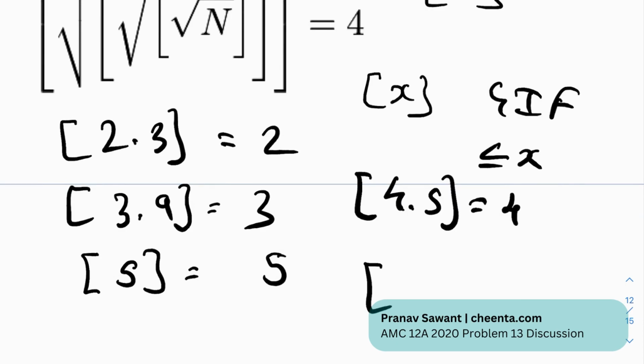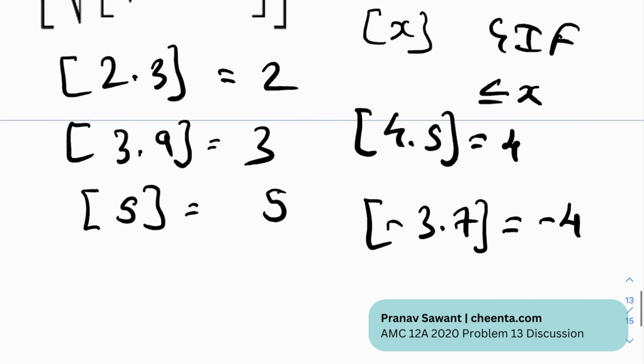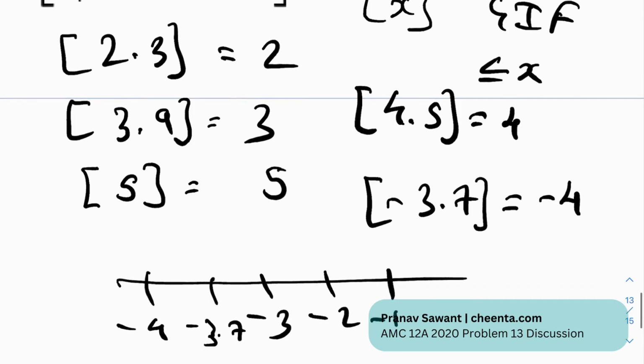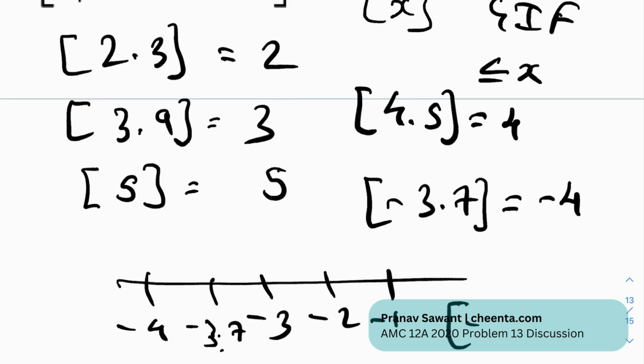Similarly, the greatest integer of negative 3.7 is negative 4. And we can see that using a number line. So we will have negative 1, negative 2, negative 3, negative 3.7 will be somewhere here, and then we will have negative 4 over here. If I had written negative 3, it would actually be greater than negative 3.7, and that breaks the definition of the greatest integer function. So therefore it would be negative 4. And just like positive integers, the greatest integer of negative 3 is negative 3 indeed.